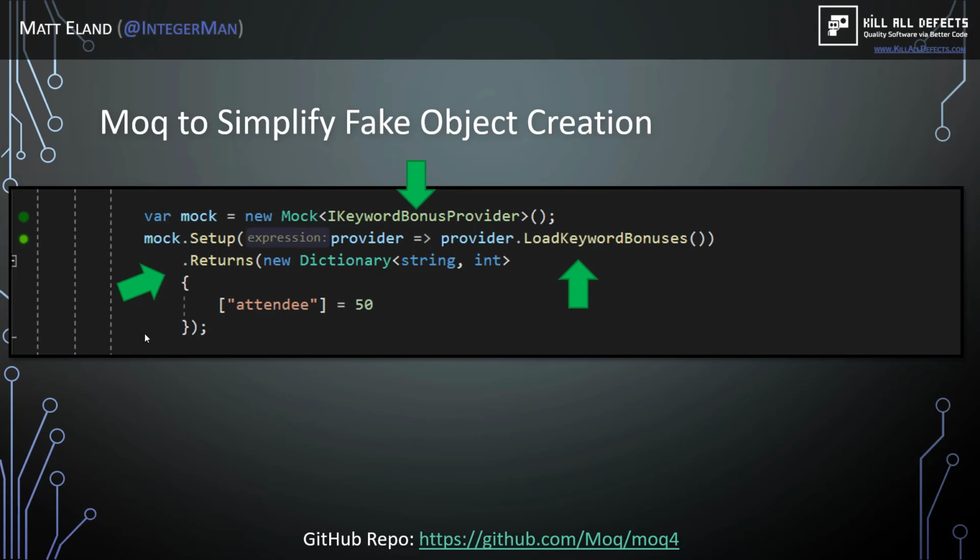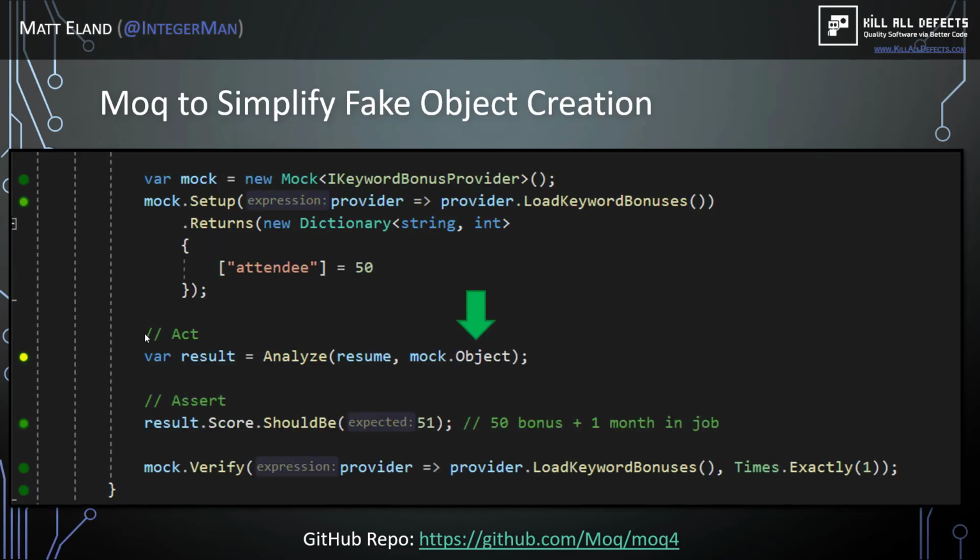Okay, so let's talk about how you use this mock. Now that we have our mock, we're going to take our mock IKeywordBonusProvider and provide it into the Analyze method. And that just provides an IKeywordBonusProvider, which is a mock under the covers, and it's going to behave exactly as how you configured it.